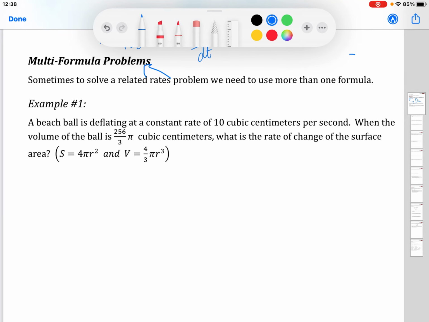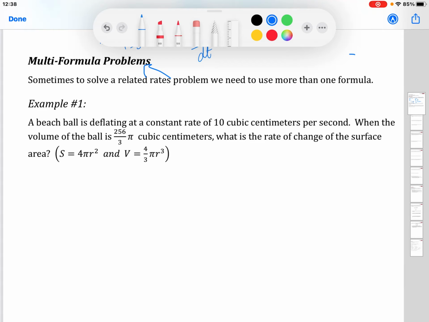Okay, so now multi-formula problems. Sometimes to solve a related rates problem, we need to use more than one formula. So that's what you're going to be doing here. Again, go by what's given. If you want to draw a picture, that's great. Go by what is given, look for what is to be found, and then take it from there.